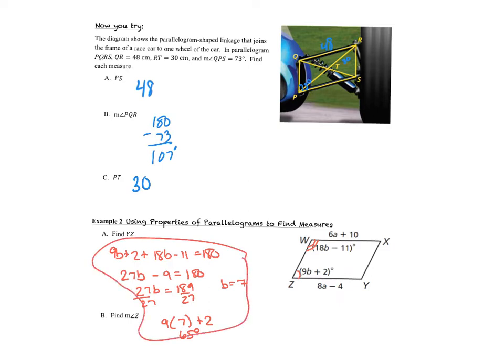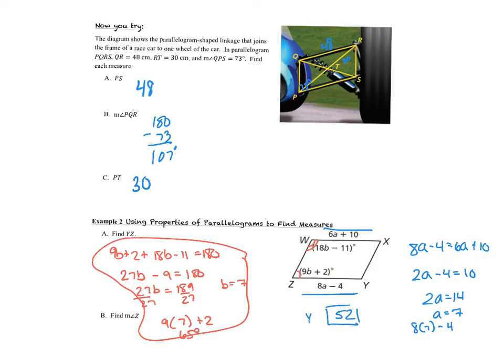And now to find YZ, YZ is right here. I know that opposite sides are congruent. So 8a minus 4 is equal to 6a plus 10. Subtract 6a from both sides. 2a minus 4 equals 10. Add 4 to both sides. 2a equals 14. A equals 7, so to plug that in for YZ, then I would do 8 times 7, which is 56, minus 4 is 52. YZ equals 52.